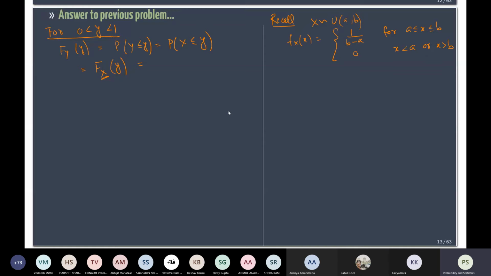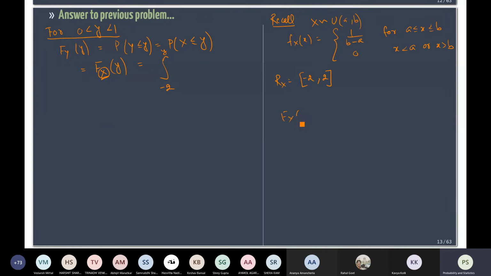So what is this value? 1 by b minus a, we have to integrate it over the range of x. The range of x is -2 to 2, because that's the uniform. Now I'm talking about the range of x, so we have to integrate over there. So this is from -2 to y, because that's how this is defined.